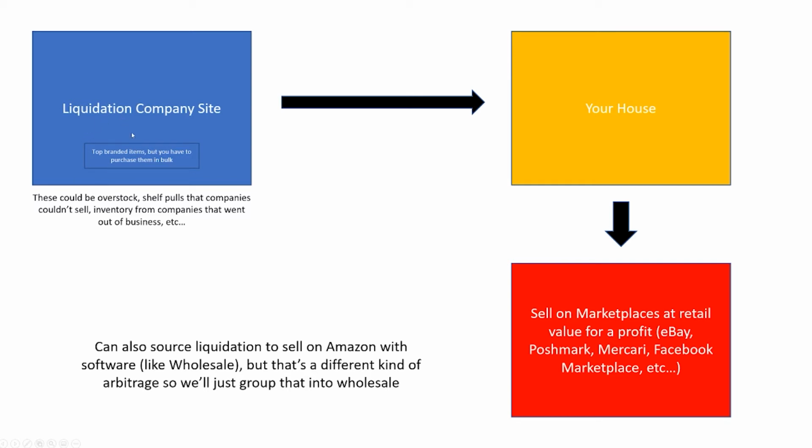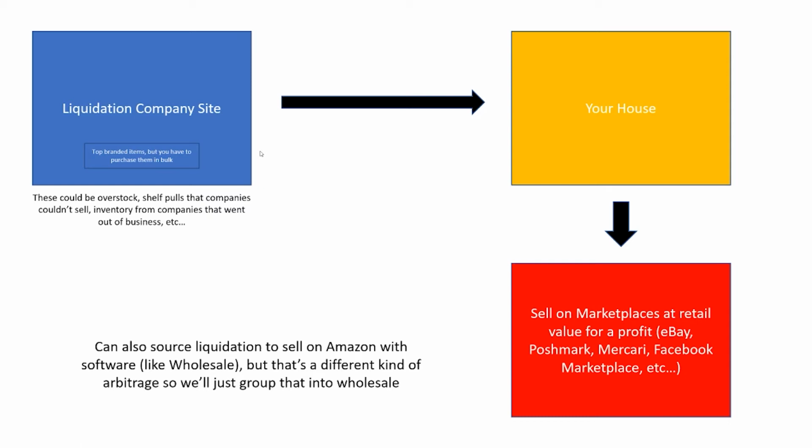So a liquidation company is great and liquidation sites are great because you can get top branded items, but obviously you have to purchase them in bulk, okay? So this could be overstock, it could be shelf pulls that companies couldn't sell. It could even be inventory, for example, from companies that went out of business. You'll see that a lot on Amazon.